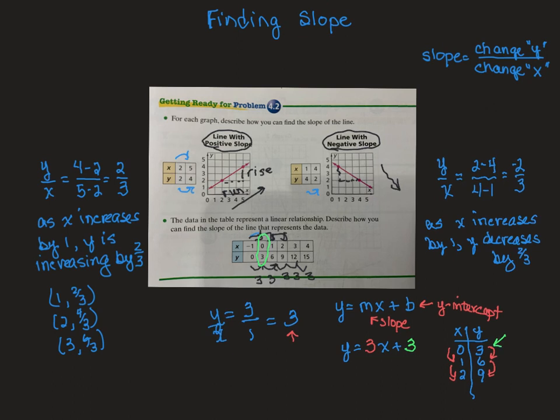So I just wanted to repeat all that and pull it together so you can see how it works on a graph, in a table, and from an equation.